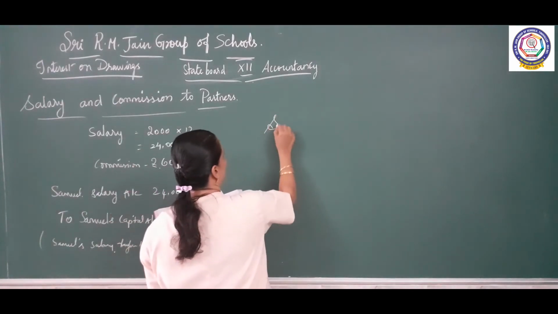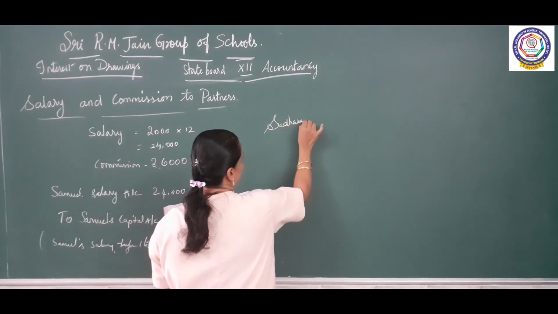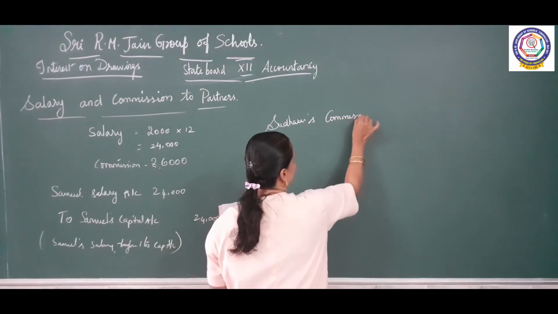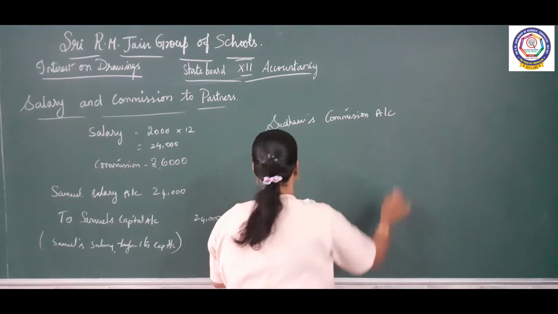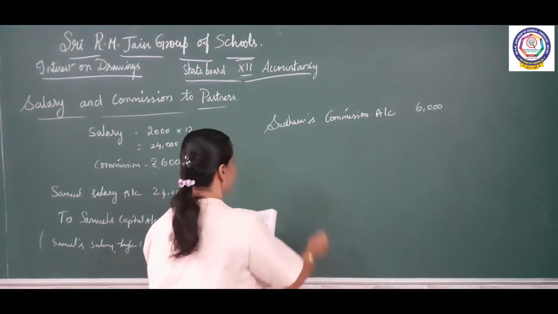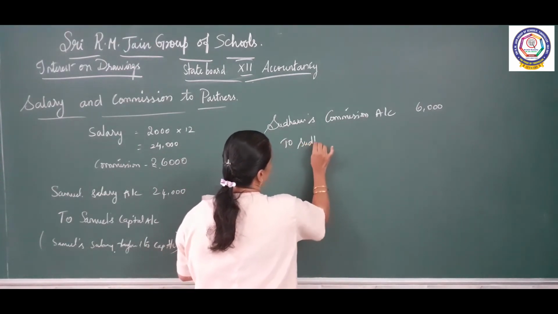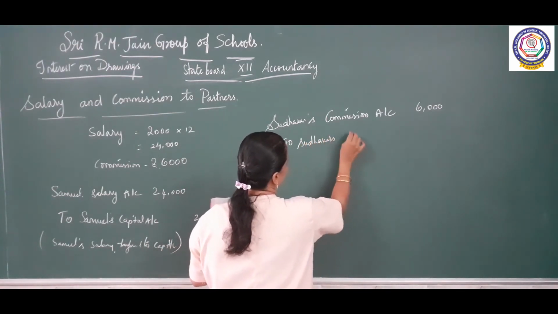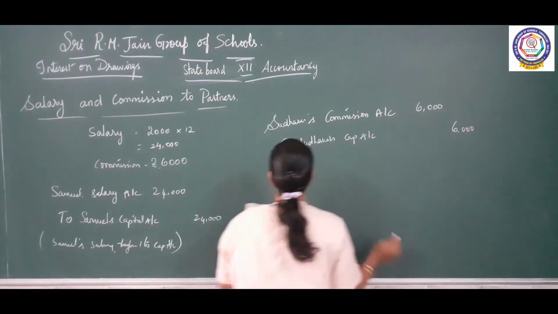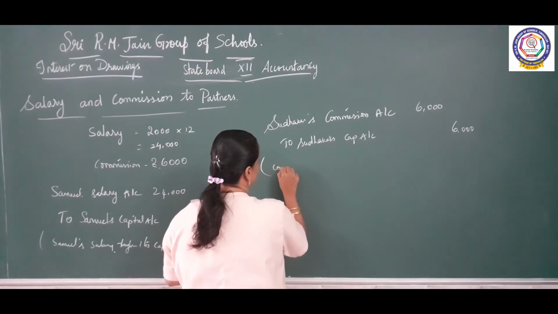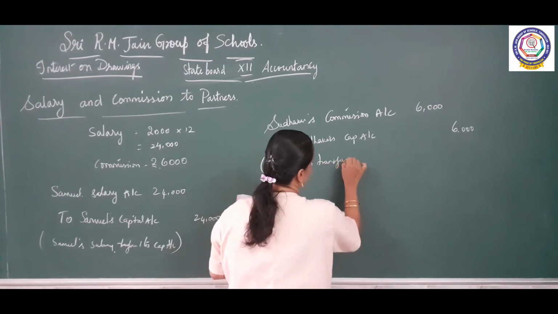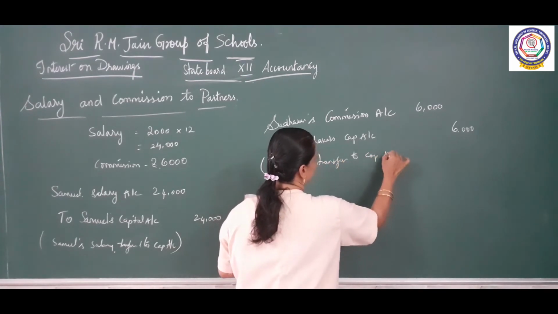And then Sudhakar's commission account debit. How much? 6,000, isn't it? And then to Sudhakar's capital account 6,000. This is also transferred to capital account, isn't it?